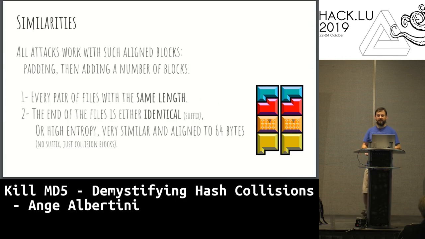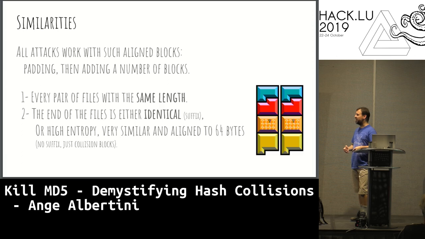So these attacks work with blocks, always aligned on, in this case, 64 bytes. You give some content, then there is some padding so that you fill the blocks until 64 bytes. Then every pair of files has the same length, and the end of the file has a very strong fingerprint of similarities.